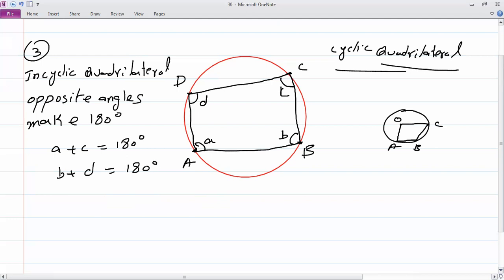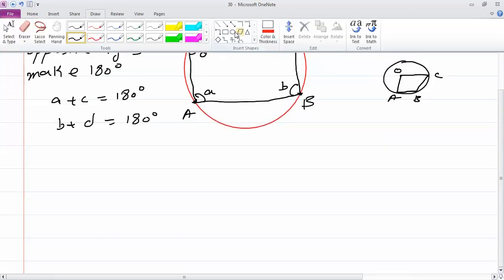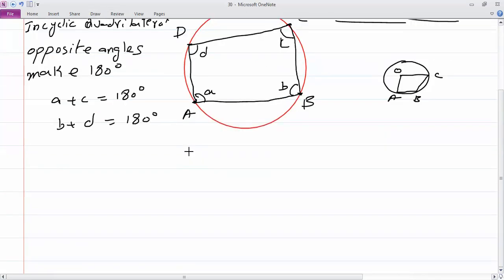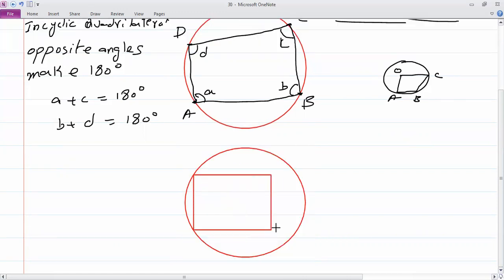Clear, please. Let me give you one example of how we will do the question related to the cyclic quadrilateral. Let's say I have a circle here and I'm going to make a quadrilateral. Let's say this is a quadrilateral, and all four points are on the circle. So I will say this is a cyclic quadrilateral. This is A, B, C, D.